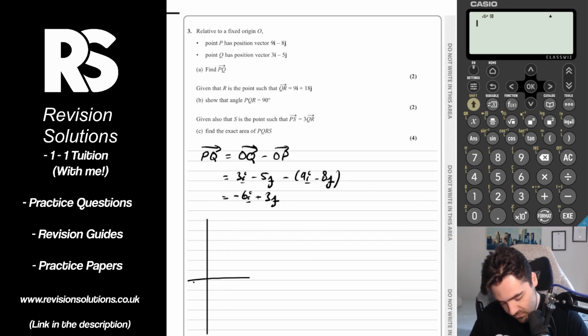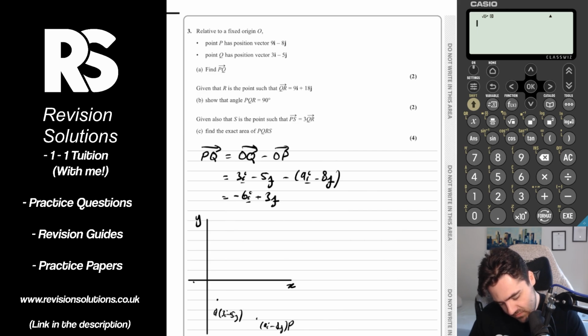So let's draw some axes. That's the x and y axis here, let's say. And then first off, we've got point P. That's 9i minus 8j. Let's say that's about here. That's point P. Then point Q is 3i minus 5j. Let's say that lives about here, a bit lower.